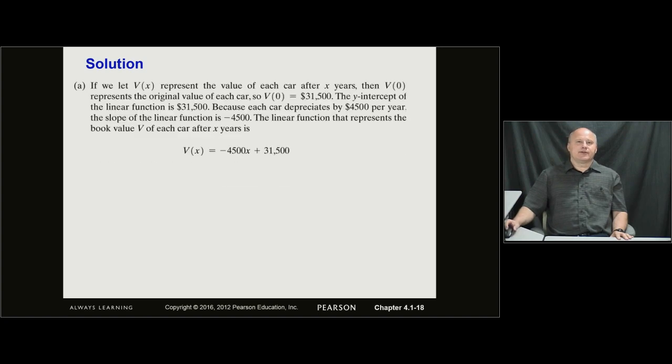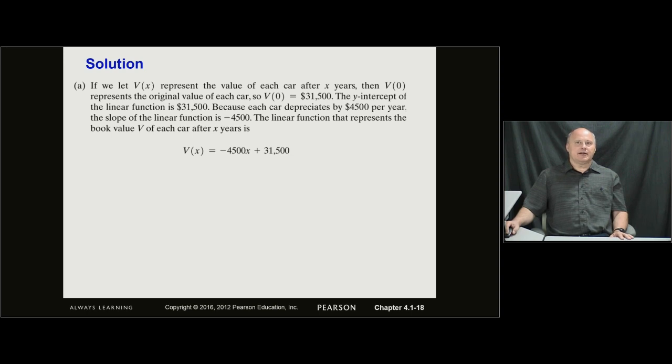All right, so here we go. Here's the first one. We're going to figure out that linear relationship. If we let V of x represent the value of the car after x years, remember V of 0 represents the original value, which is going to be $31,500. That's your b. The y-intercept of the linear function is $31,500.